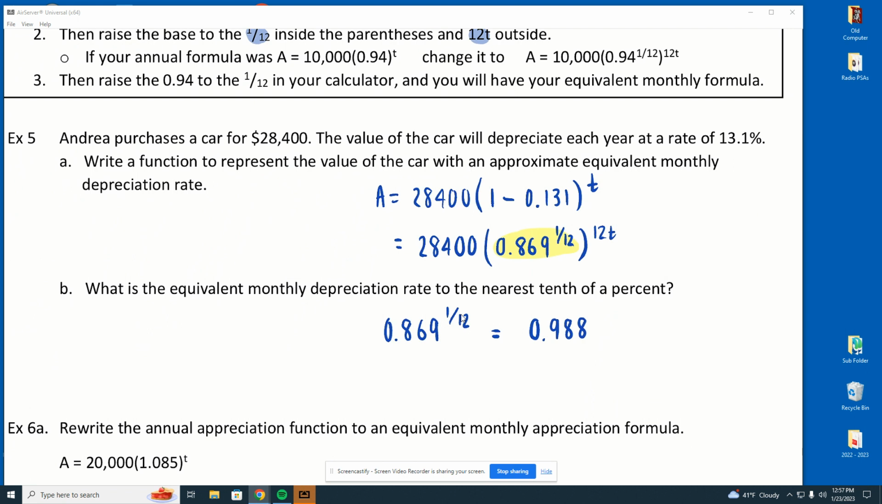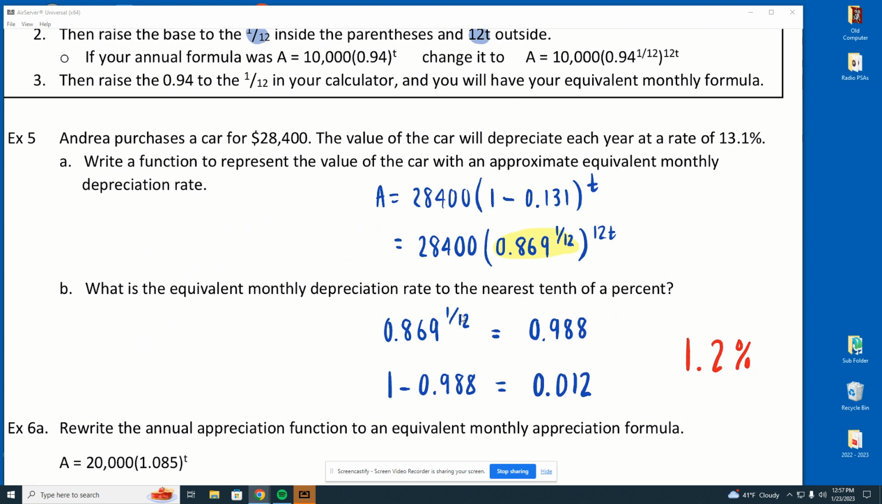So how do I figure out what the monthly depreciation is? We take this 0.988 and we subtract it from 100%. What is 1 minus 0.988? 0.012. Change that back to a rate, an actual percentage rate now. We multiply it by 100. If I move that decimal two places to the right, 1.2% is how much it will depreciate each month.